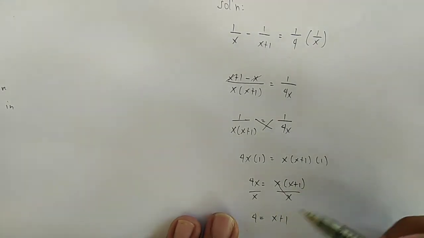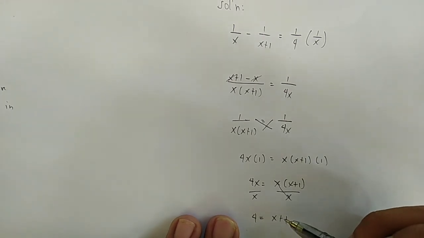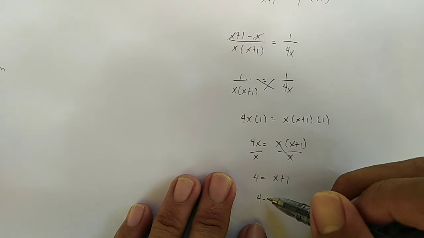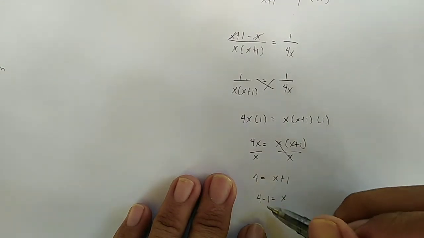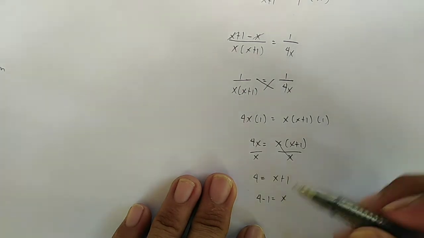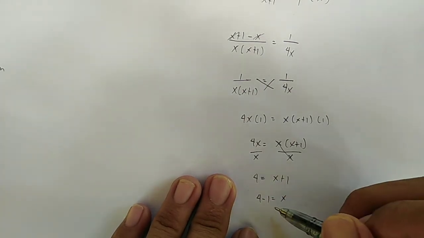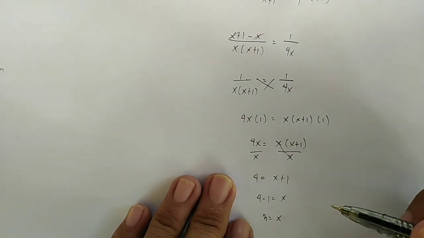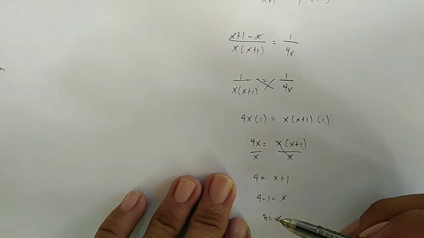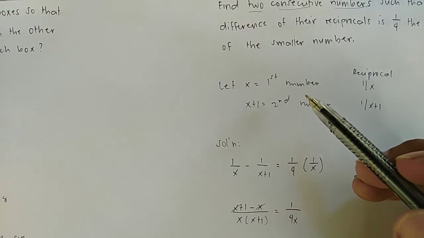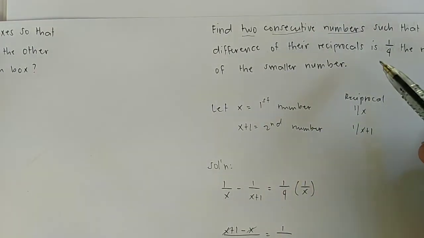So to find the value of x, let us have 4 minus 1 is equal to x. Where did we get negative 1? That is positive 1 transferred to the other side. That will become negative 1. So 4 minus 1, that is 3, is equal to x. Meaning to say, x which is equal to 3 is the first number that the problem is asking for.